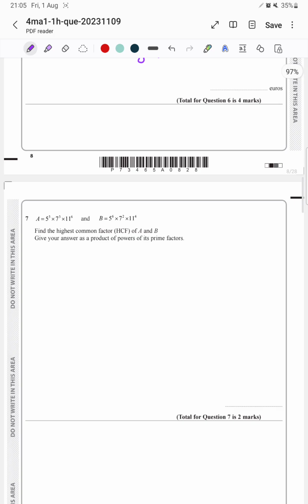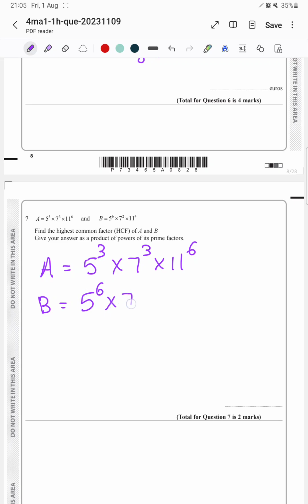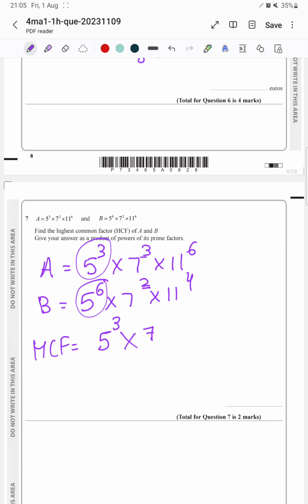Then we have the next question, question number 7. A is 5 cubed, given in index notation, the prime factors of A. And B is given as 5 to the power of 6, 7 to the power of 2 and 11 to the power of 4. We have to find the highest common factor. So we have 5 to the power of 6 and 5 to the power of 3. So 5 to the power of 3 will be one of the factors, times by 7, because here is 2, here is 3, so 7 squared, and 11 to the power of 4.